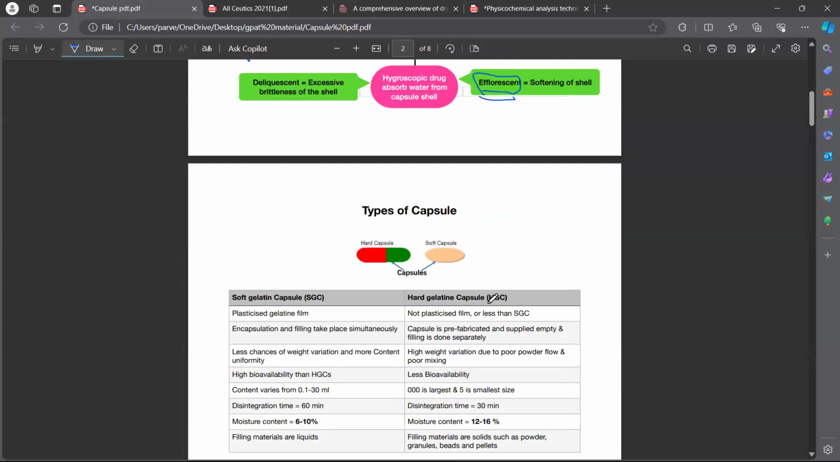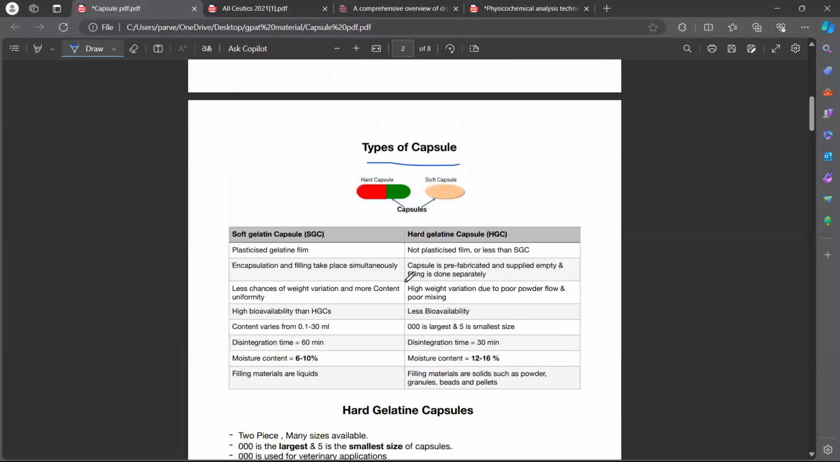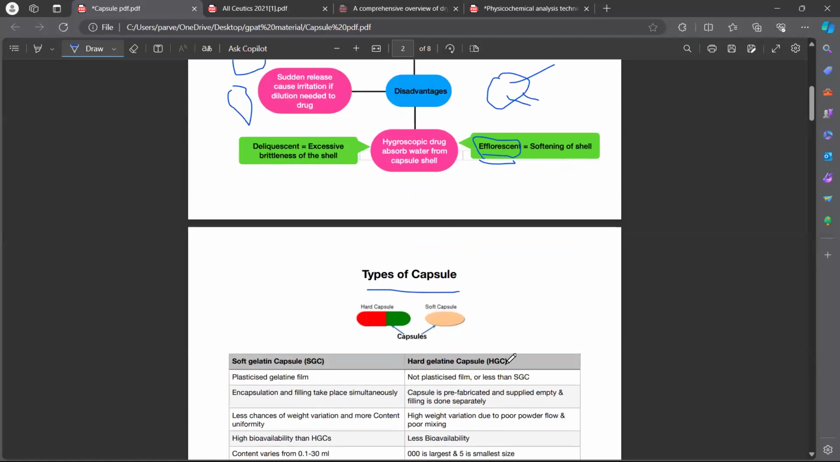Next coming to the most important section of the capsule, the types of capsules. Majorly in the market, two types of capsules are available: soft gelatin capsule and hard gelatin capsule. Guys, could you please tell me which type of capsule can be divided into two parts? Hard gelatin capsule or soft gelatin capsule? Hard gelatin, okay. So a hard gelatin capsule consists of two parts. It consists of a body and a head.